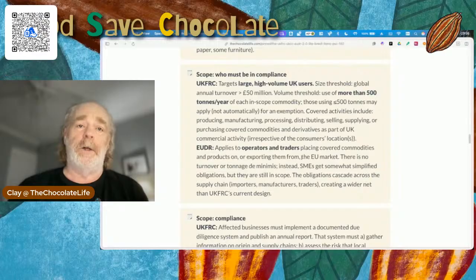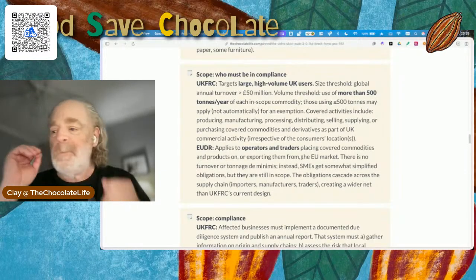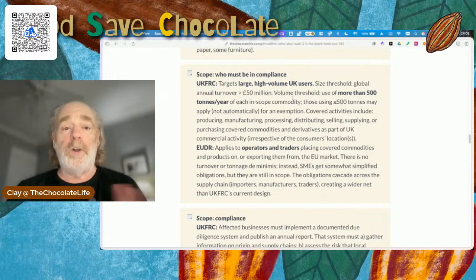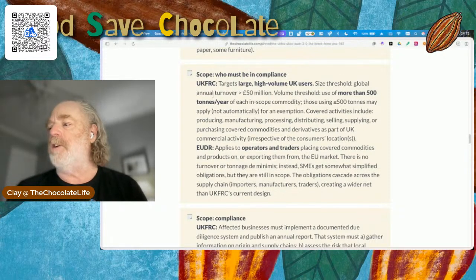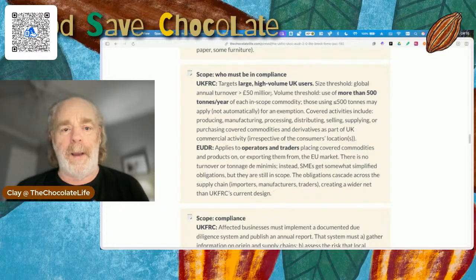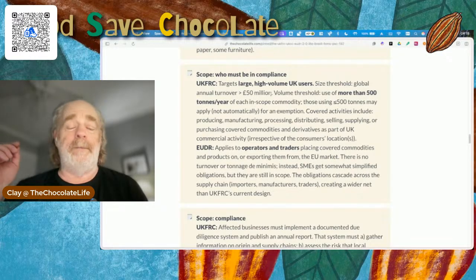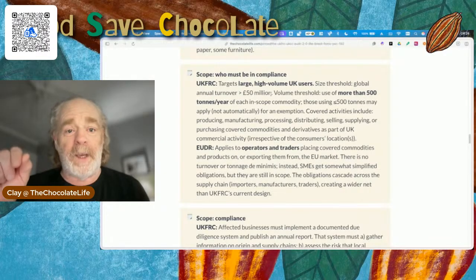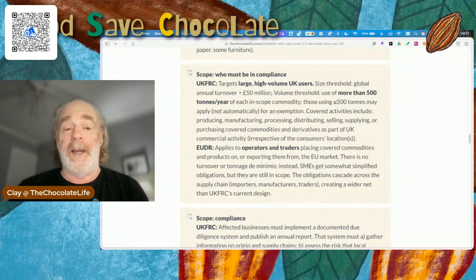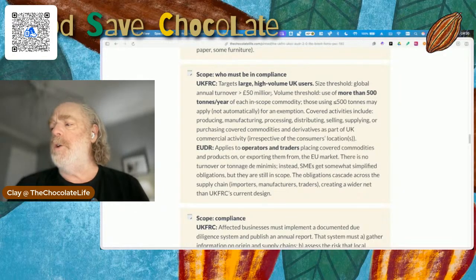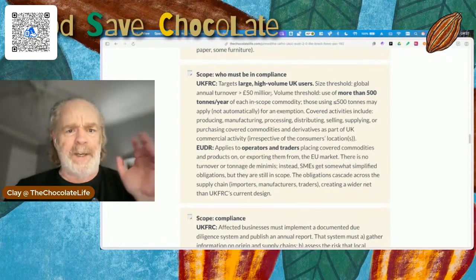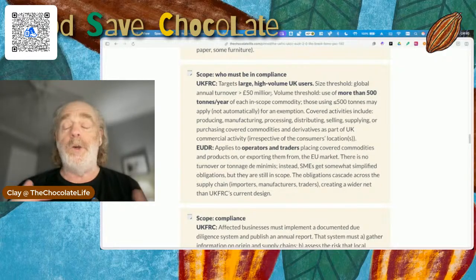There's also a difference in terms of who must be in compliance. So who must be in compliance? In the UK, the FRC targets large, high-volume UK users, which are defined. Large is a threshold of global annual turnover of 50 million pounds. In terms of the EUDR, when they say small and medium enterprise, SME, 50 million pounds of global turnover is tiny. So technically, the UKFRC actually affects a much larger group of companies, as a percentage of companies in business, than the EUDR does, right?